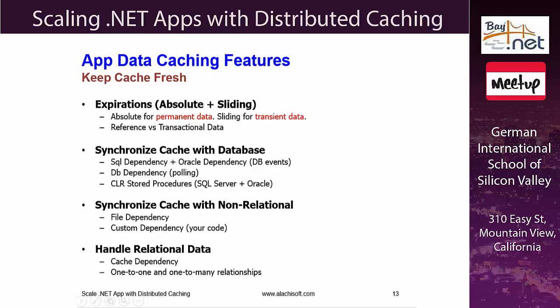Okay, but expirations are only a guess, and your guess could be wrong at times, especially if you have a database which is being updated by multiple applications. Then another feature that you need is to be able to synchronize the cache with the database. And that means the cache should synchronize itself with the database, not you. I mean, you are the application. The cache is this other entity. So the cache should be able to synchronize itself with the database.